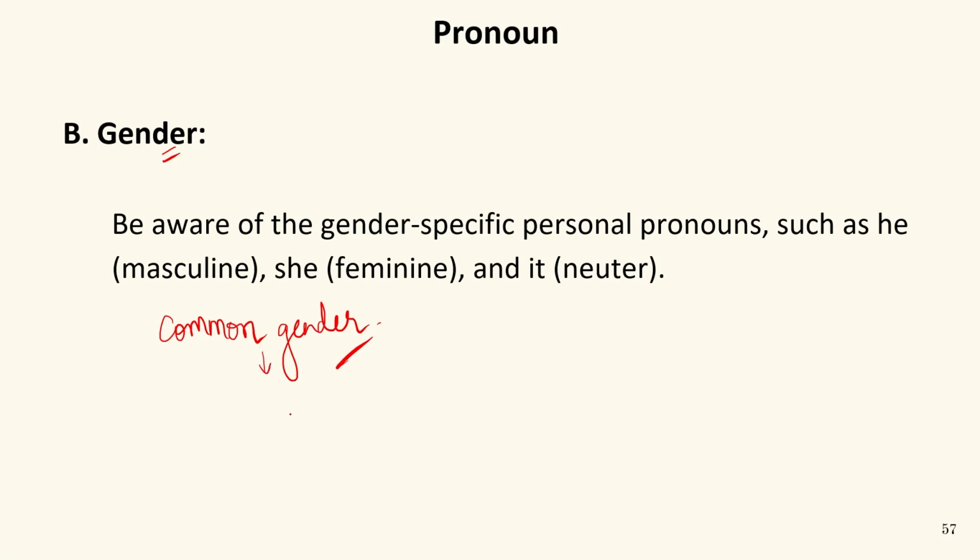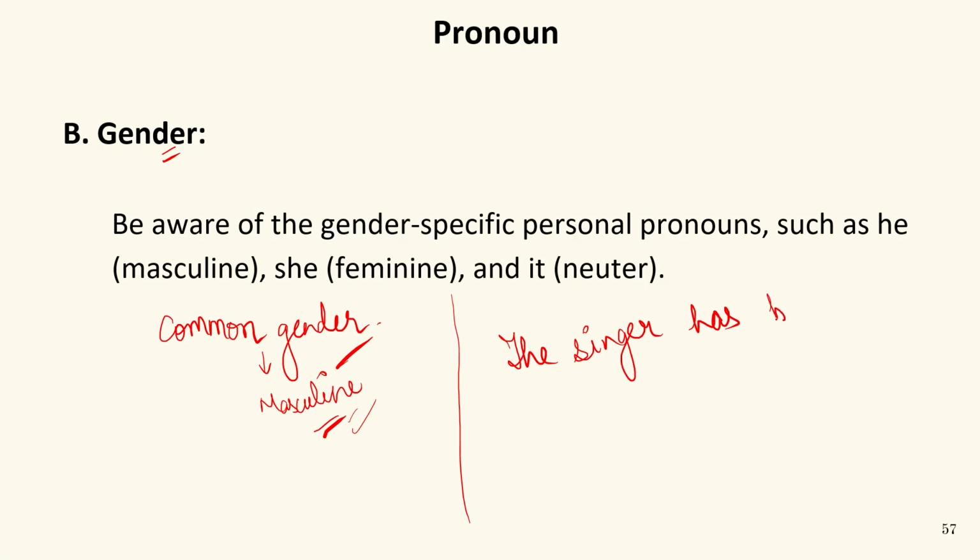Just go for preference should be given to the masculine gender. Preference should be given to the masculine gender. We know well that we are not able to identify whether we are talking about male or female. So the masculine gender should be given the preference. For example, if I write, the singer has breached her promise.